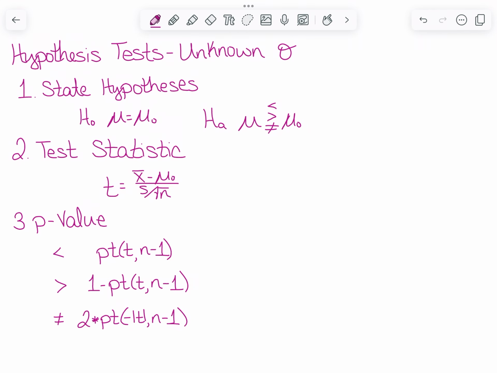The third step will be to calculate our p-value. We're going to use R to do this, and how we do that depends on what kind of test we're running. If the alternative hypothesis is less than, then we'll use pt of t comma n minus 1. If the hypothesis test is greater than, we'll use 1 minus pt of t comma n minus 1. And if it's a not equal to test, we will do 2 times pt of the negative t value comma n minus 1.